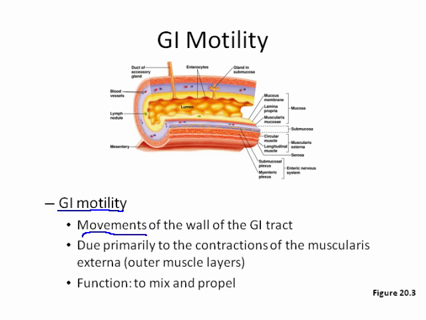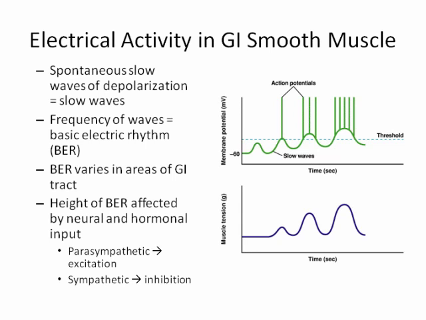So GI motility refers to the movements of the wall of the stomach itself, as well as when we talk about peristalsis, once we get down into the small intestine. And the motility is due primarily to contractions of the muscularis externa, which is the outer muscle layer of the stomach. And then the functions are twofold: to mix the food up, as well as to propel it further down the stomach toward the small intestine.